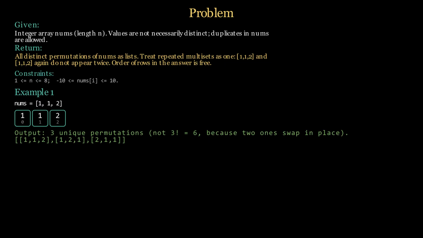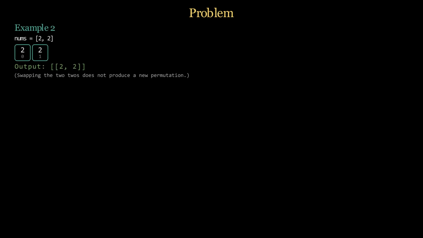Leetcode 47, Permutations II. When the input can repeat values, naive permutation search can emit the same ordering many times. The task is to return each distinct arrangement once. Example 2, both entries are 2. Any swap leaves the same list, so there is only one unique permutation.